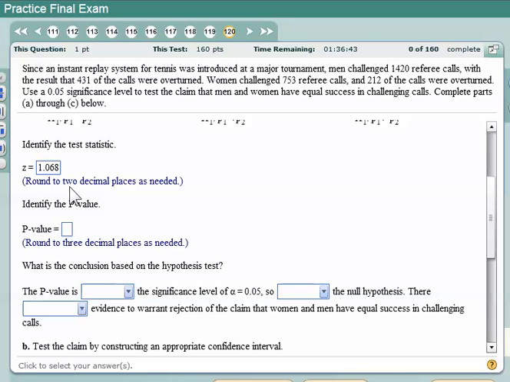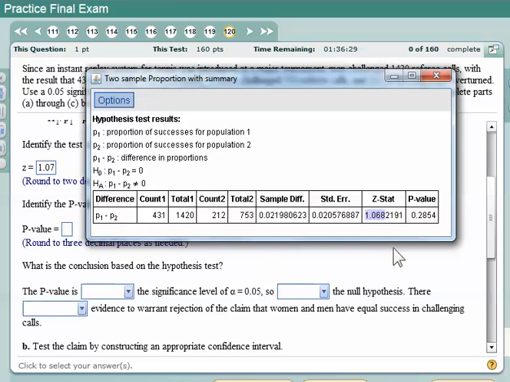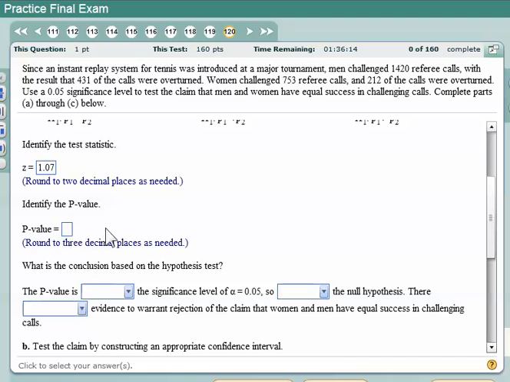Round to 2 decimals is needed, so we're going to call that 1.07. Makes sense that it's 2 decimals because it's a z-score. Okay, the p-value, usually we use 4 decimals, but this one's only asking for 3. We could have given it 4. So we're going to eyeball that 4 in the 10,000th place, so we're going to go with a 2 with no change, 0.285. Again, I'm doing the copy paste.